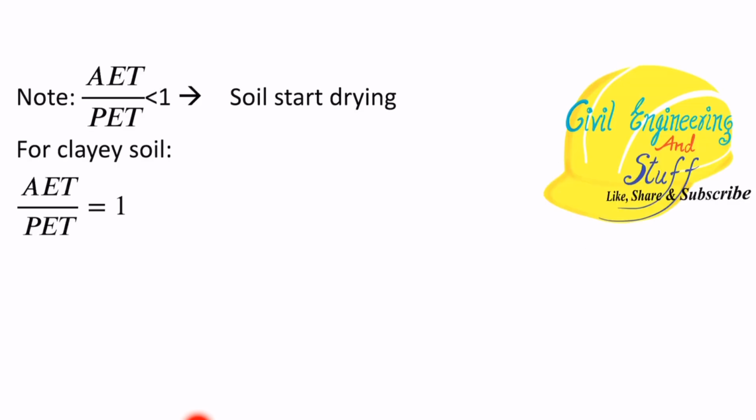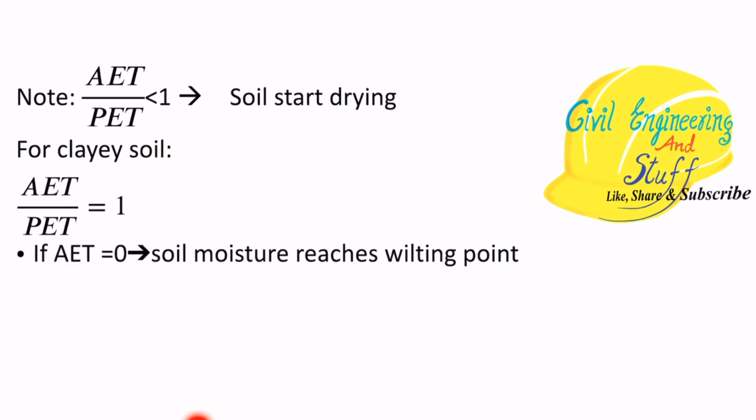So if AET divided by PET is less than 1, what does this mean? If actual evapotranspiration over potential evapotranspiration is less than 1, this means whatever was the requirement of the crop, whatever was the consumptive use requirement of the crop, we are not supplying that much quantity of water. So of course the soil will start to dry. And for clay soil, AET by PET value is equal to 1.